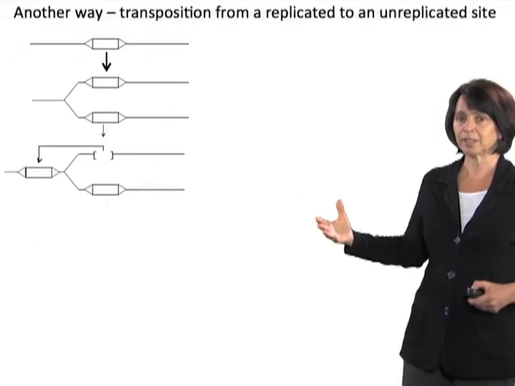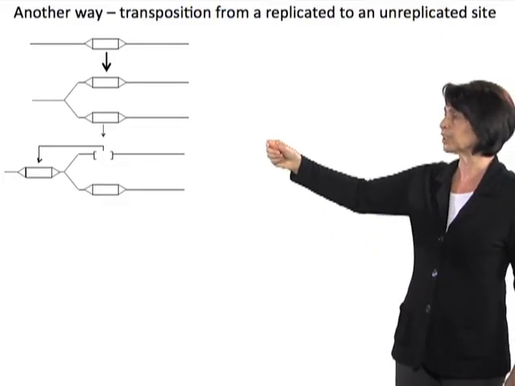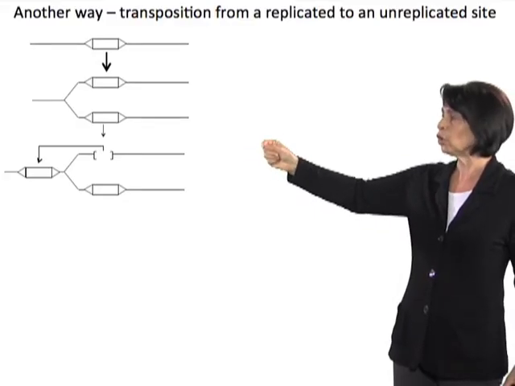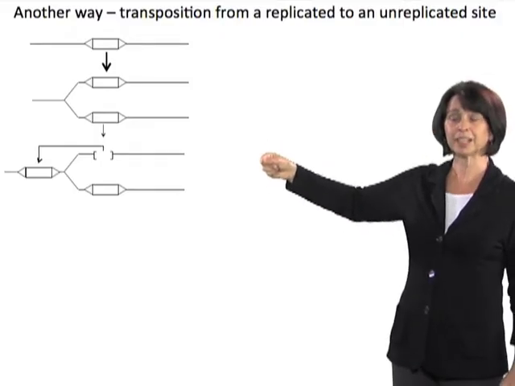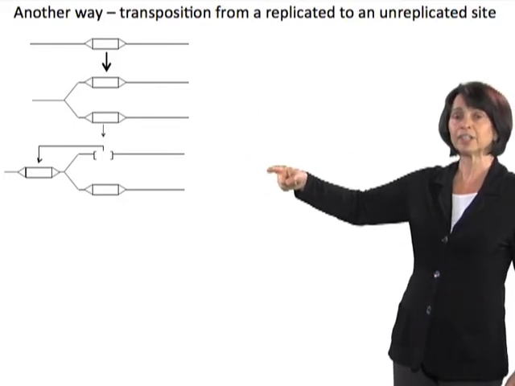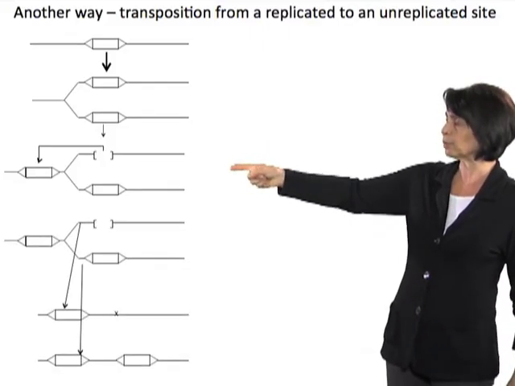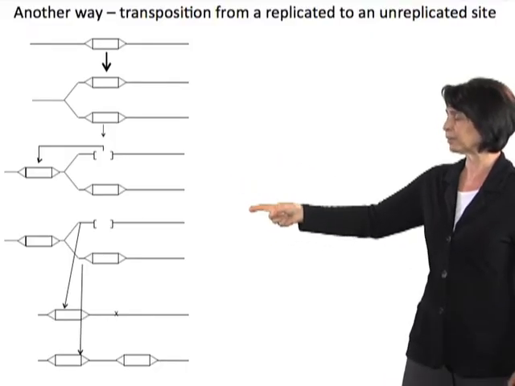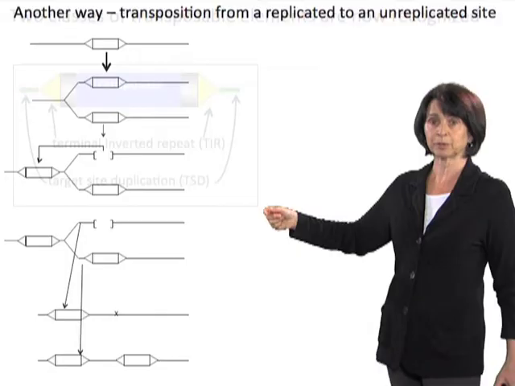That's one mechanism. There's another mechanism which I've just drawn as a shortcut here. You see at the top, just where we started before, we have a transposable element, we have replication. We then have transposition not from a replicated site into another replicated site, but instead from a replicated site into an unreplicated site ahead of the replication fork. What happens then is, again, we'll have the completion of replication, and we end up with the separation of strands, and we end up again with a gain in the number of transposable elements.